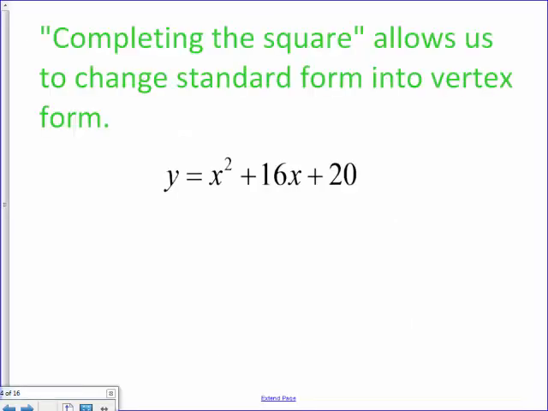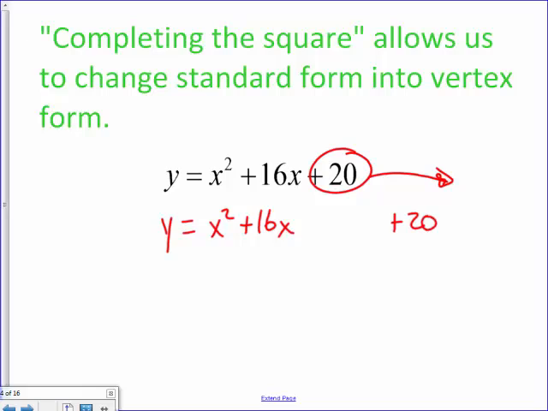All right, so why is this helpful with what we're looking into right now? Well, it helps us take standard form and change it directly into vertex form. So how do we do that? We've got y equals x squared plus 16x plus 20. What we do is take this c term and pull it off to the side for now. So I'm just going to leave this plus 20 way over here.